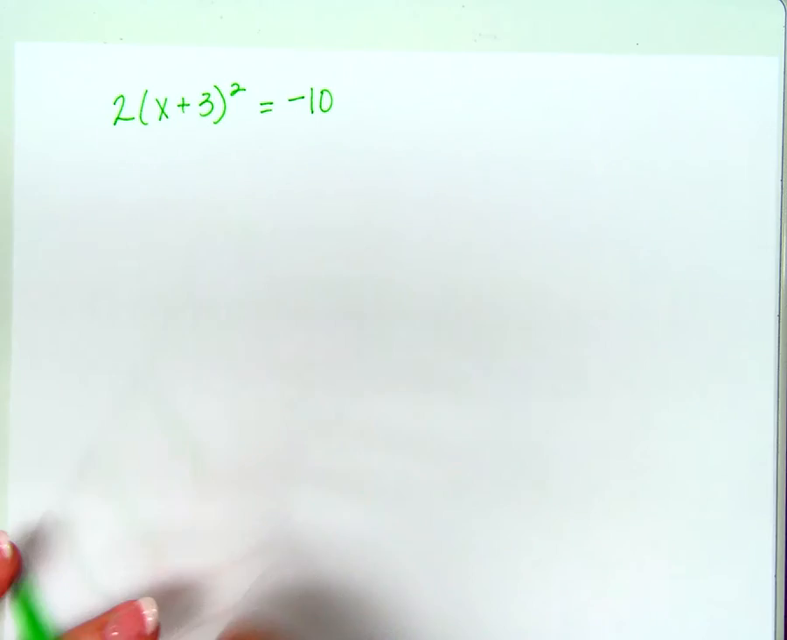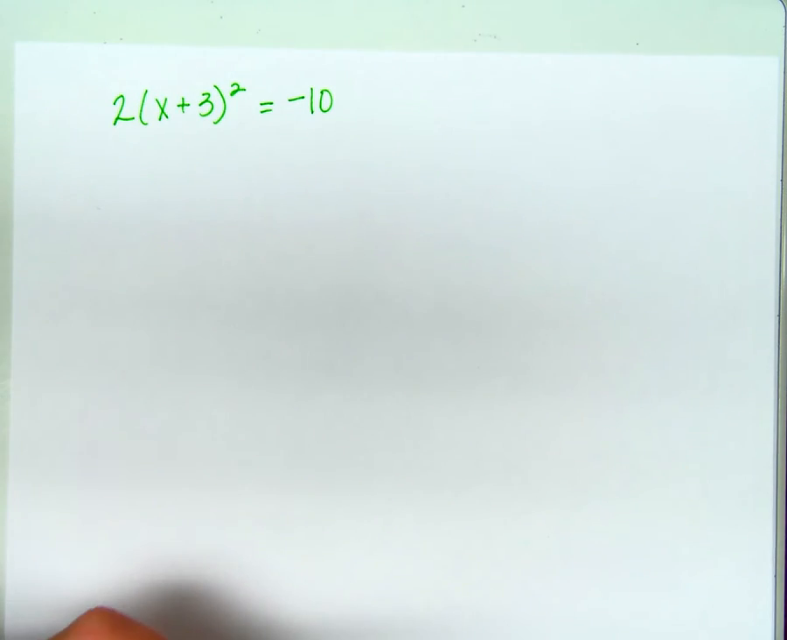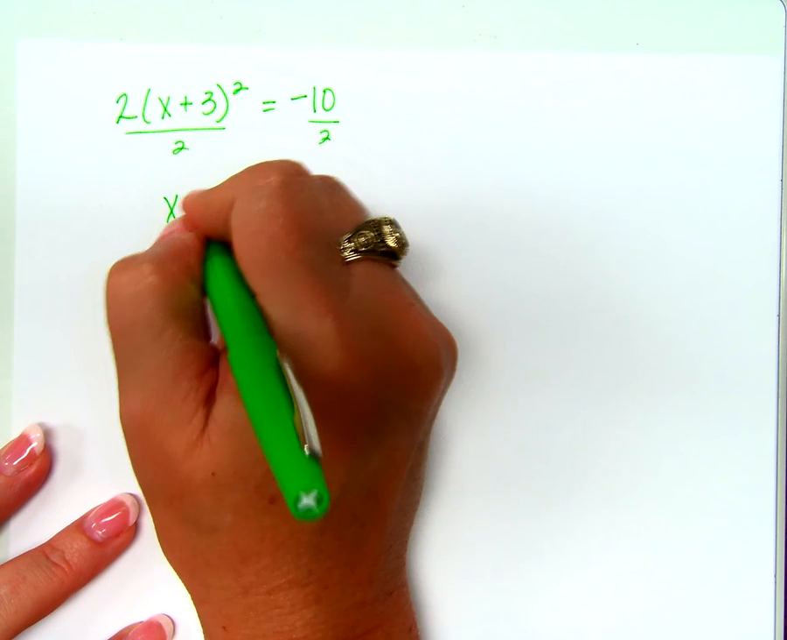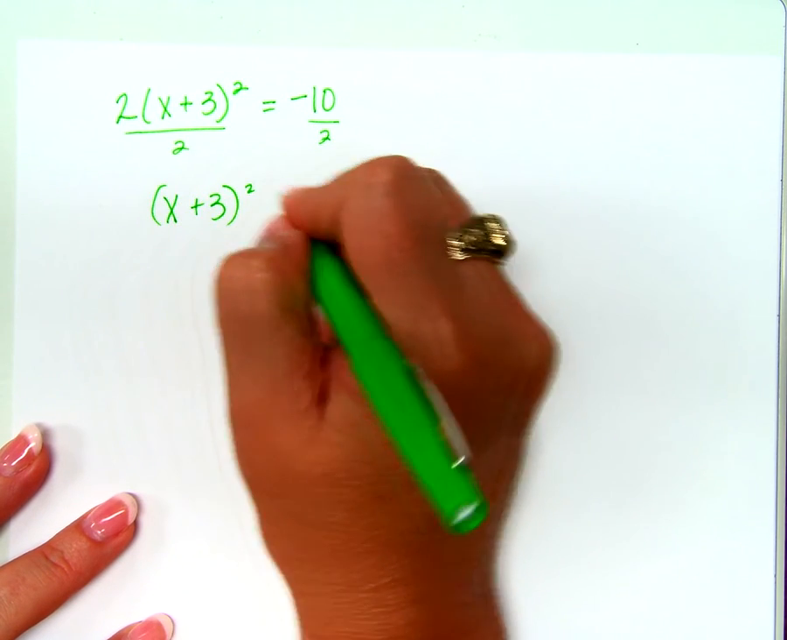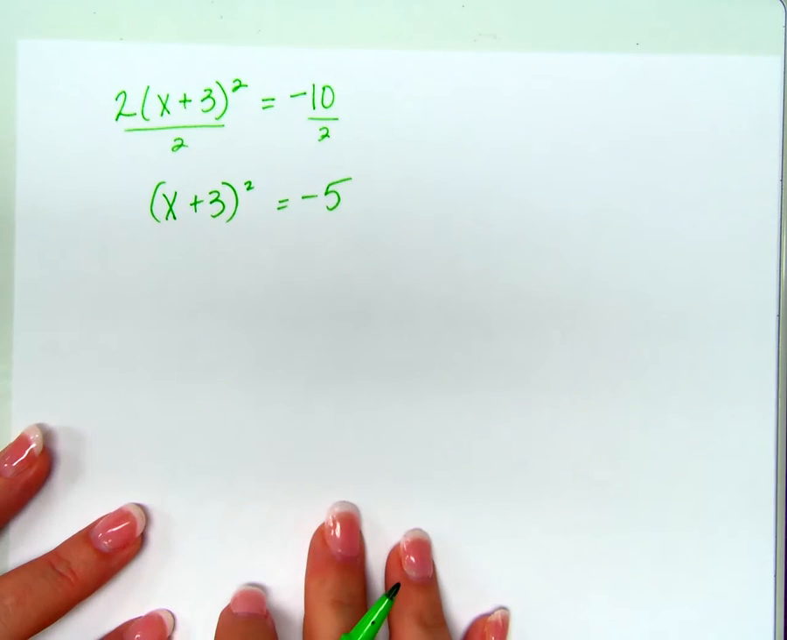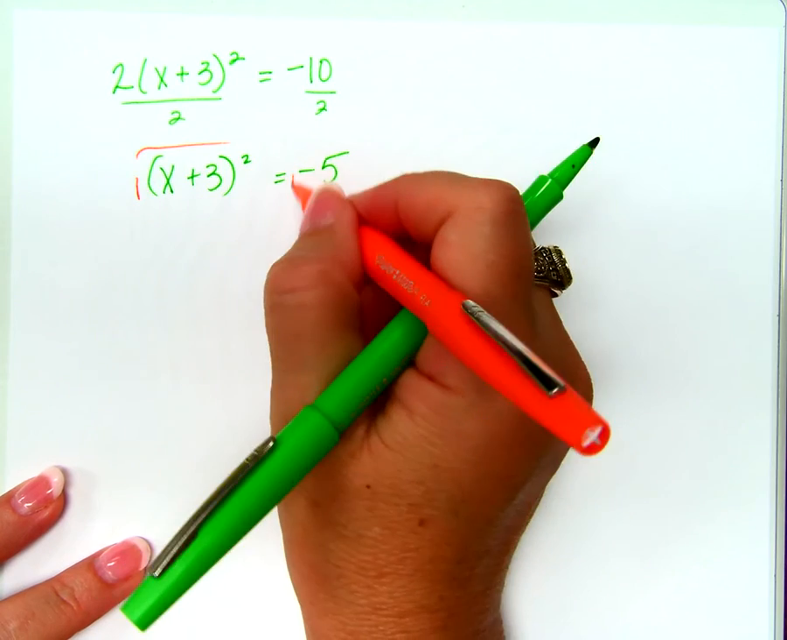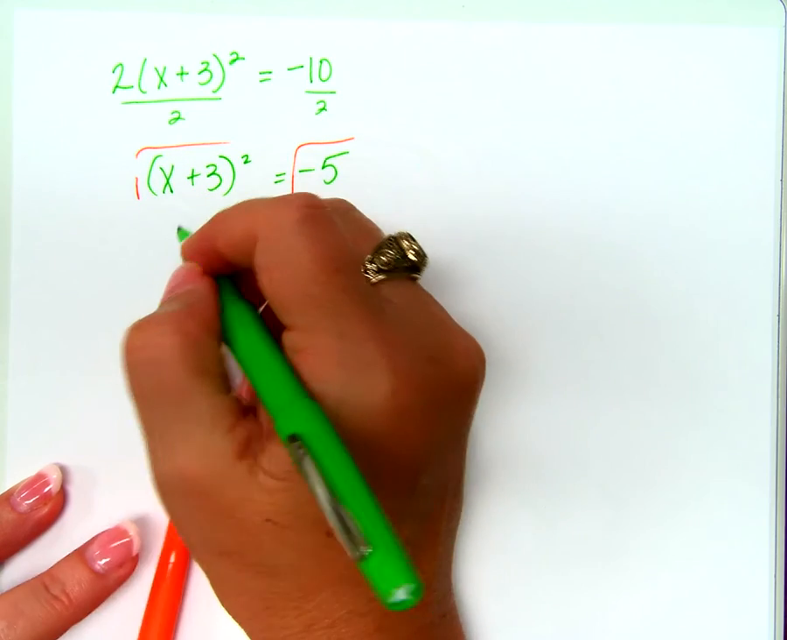Distribute it. Oh, I don't want to do that though. Divide by 2. Divide by 2. x plus 3 squared equals negative 5. Can't I take the square root right now? Yes. I isolated the thing being squared, right? So I can solve that by taking the square root.